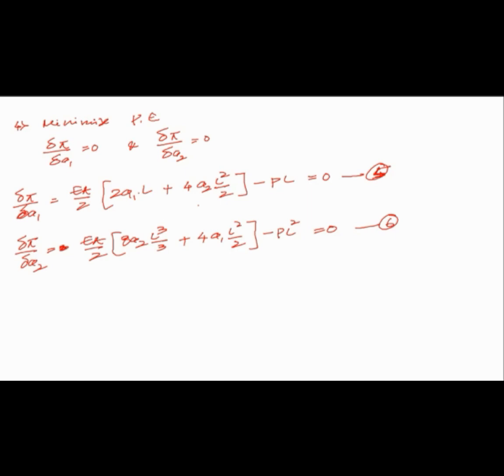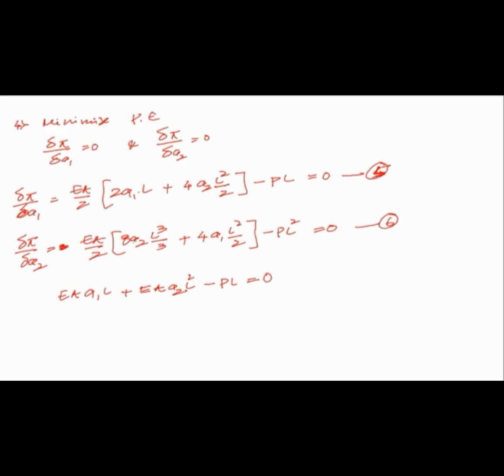So before solving, let us do some simplification here. What I can do is take this EA divided by 2 inside the bracket. So this 2 will get cancelled. So what I will get is EA A1 L. Similarly, when I take this EA to this term, this is plus. See here, this 2 and this 4, therefore this 2 will get cancelled. I'll be left with EA A2 L square minus PL is equal to 0. I just simplified by taking this EA divided by 2 inside the bracket.